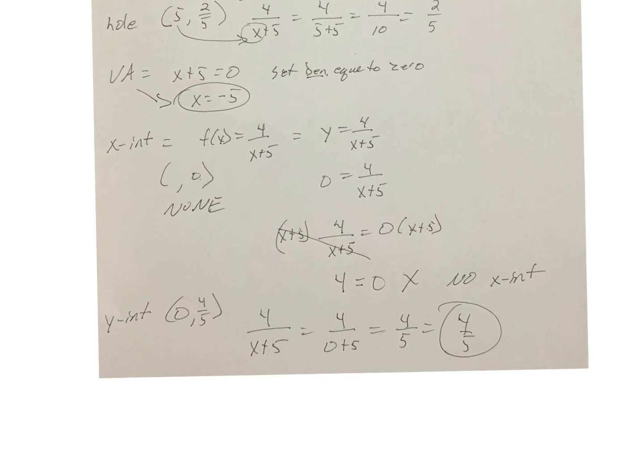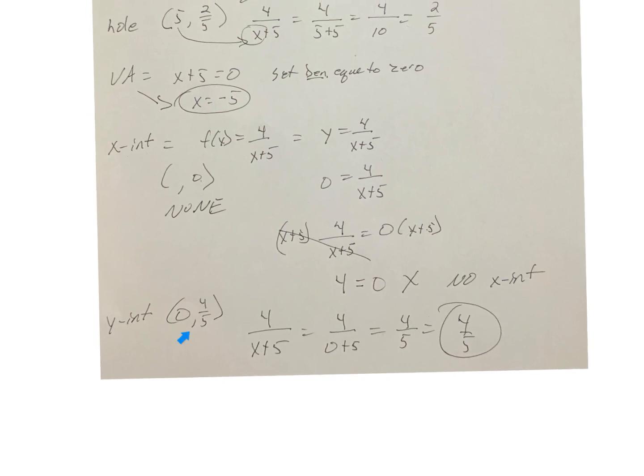Okay, and then finally, the y-intercept is when you plug in 0 for x and just work it out and see what the output is. So 4 divided by x plus 5, we plug a 0 in for x. That's 4 over 0 plus 5, which is 4 over 5. So our y-intercept is at (0, 4/5).